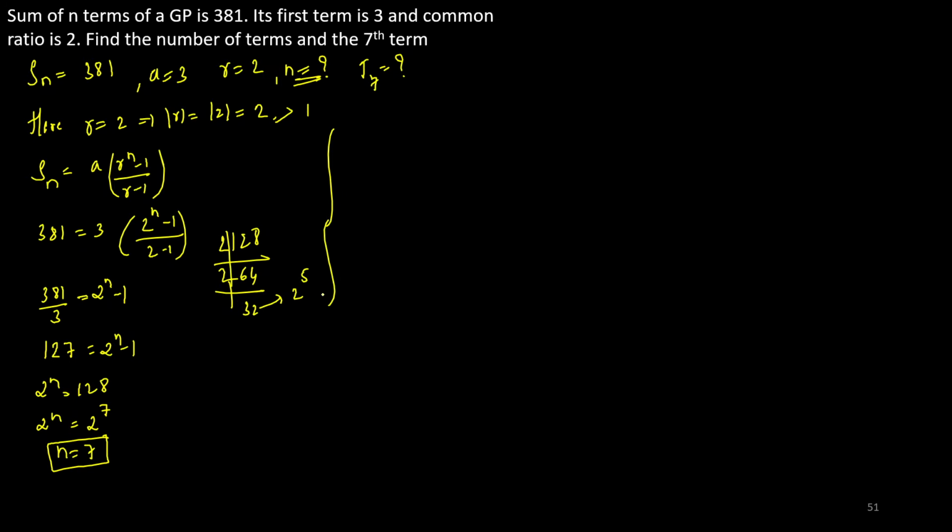Now you are supposed to find out T7. Can you find out T7 and tell me how much it is? Please find out and let me know what is T7, children. Seventh term is 192. Okay.